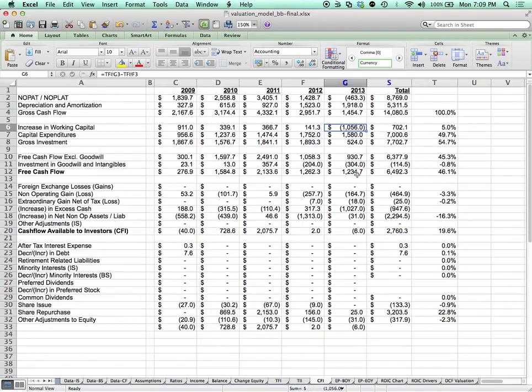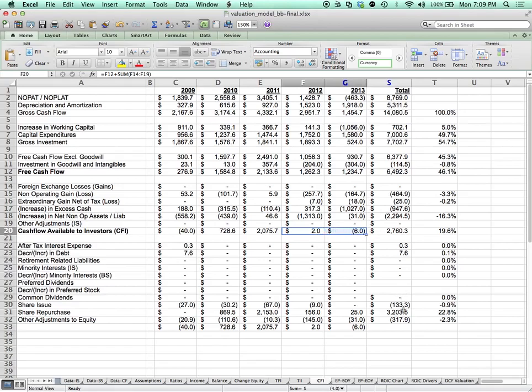By the way, if we look over a 5-year period, BlackBerry was doing pretty well with their free cash flow. They generated about $6.5 billion. They also had about $2.7 billion of CFI. All of that, by the way, was in 2011. The last 2 years, almost no CFI.